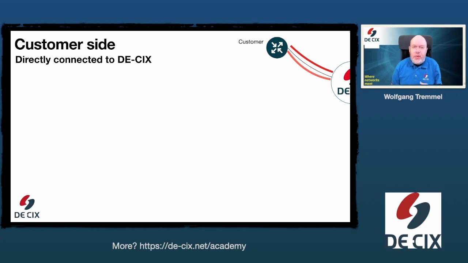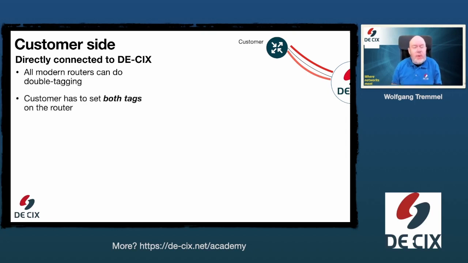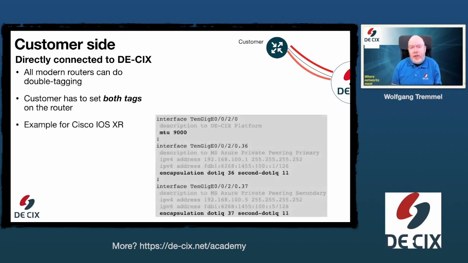The customer uses a router to connect to DKIX, and all modern routers can do double tagging. So the customer sets both tags, the inner and the outer, on the router. And here is an example how to do that on a Cisco router. Keep in mind the MTU, the maximum transmission unit, must be large enough for an Ethernet frame with two tags.